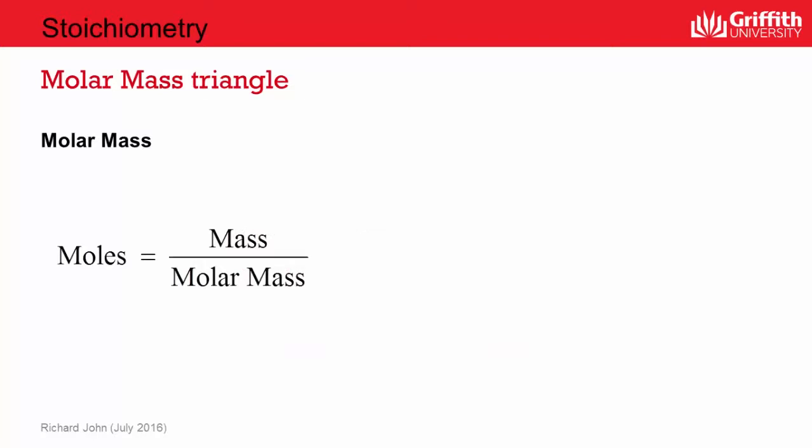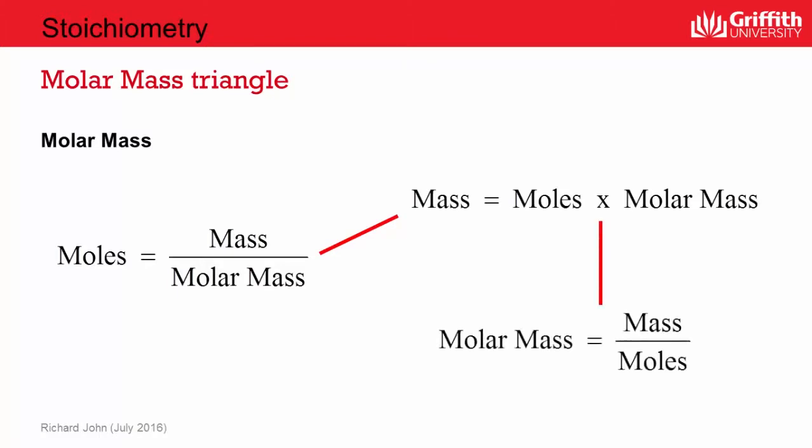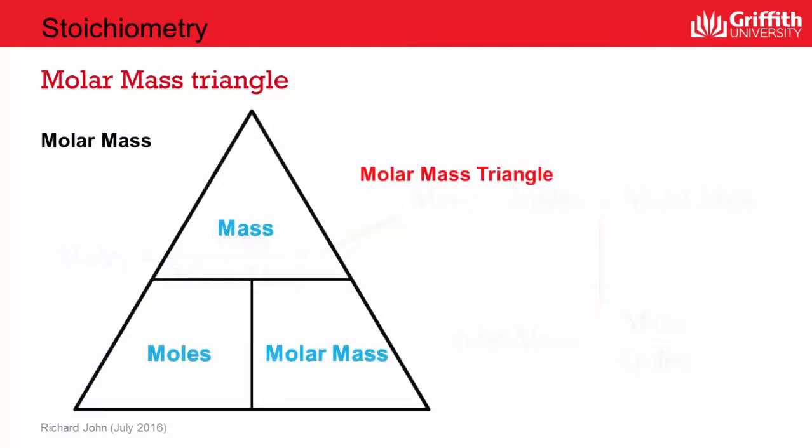We can have moles as the subject, moles equals mass on molar mass. We can make mass the subject, mass equals moles times molar mass. And we can have molar mass as the subject, molar mass equals mass over moles. These are three different versions of the same equation, and sometimes people get them confused. So we can use the molar mass triangle to help us out.